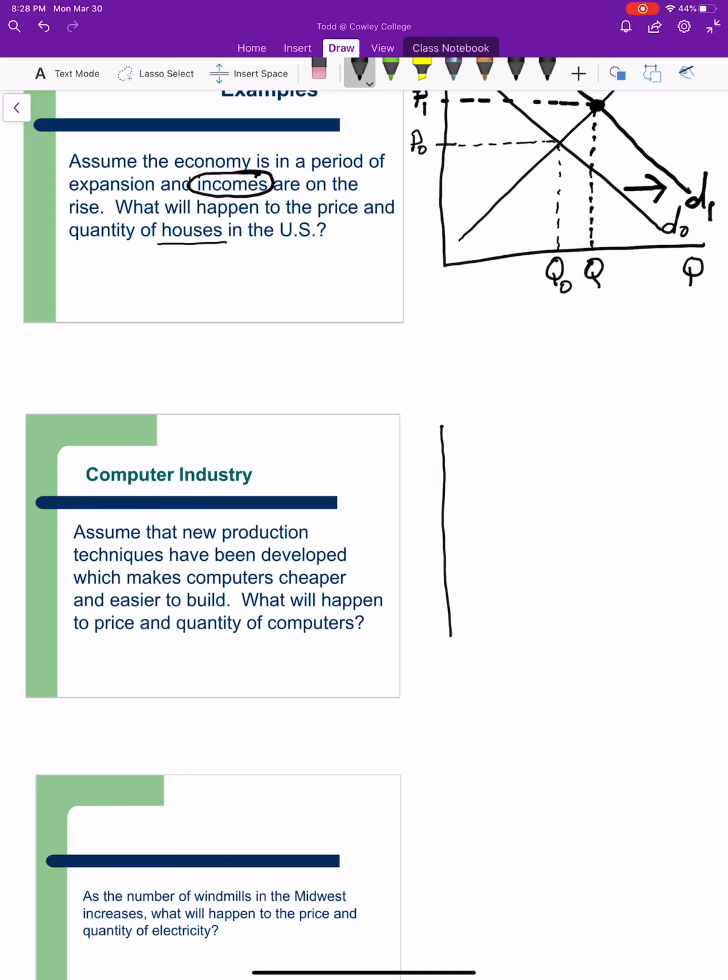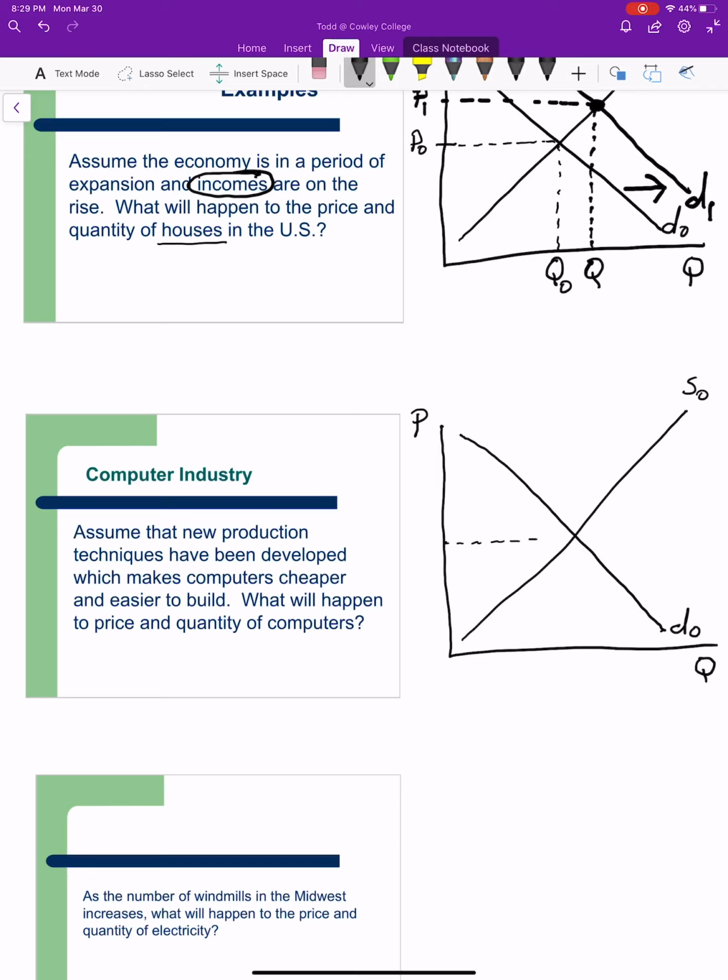So before we get started, let's draw our analysis. So we have quantity and we have price. Do not forget to mark these on your graphs. I will take off points if your axes are not labeled. So here's your initial demand curve, call it D naught. Here's your initial supply curve, we'll call it S naught. All right, so we have our equilibrium price of computers, we'll simply call it P naught. And we have our equilibrium quantity, Q naught. All right, again, that's how we're always going to get started.